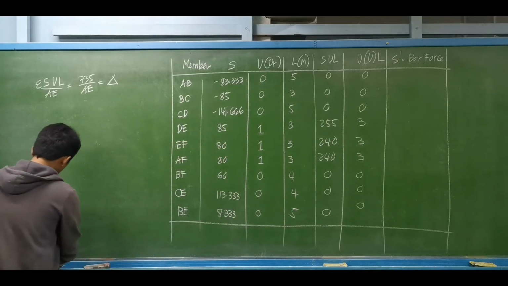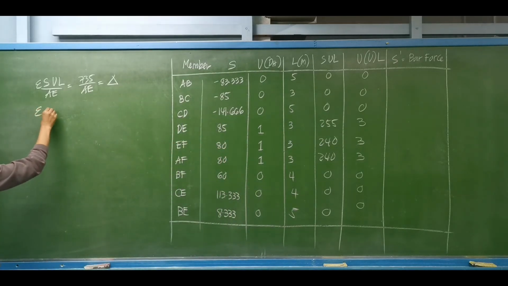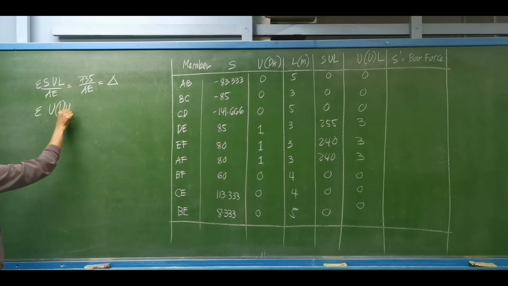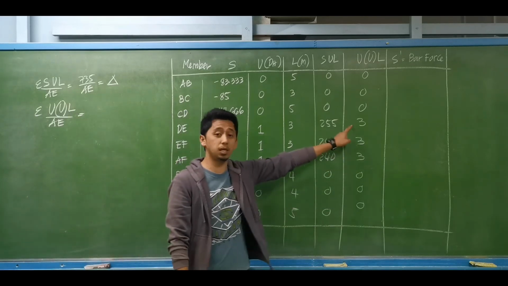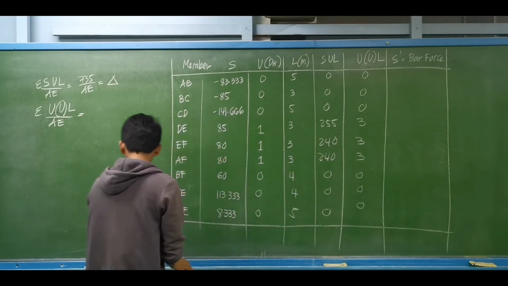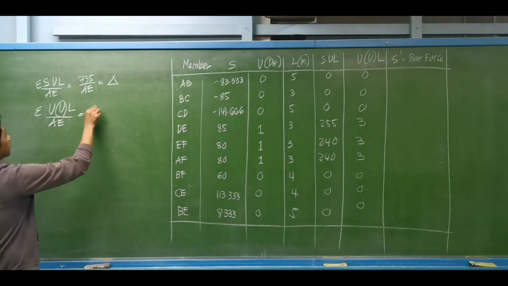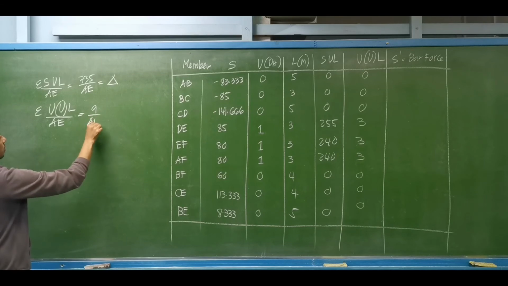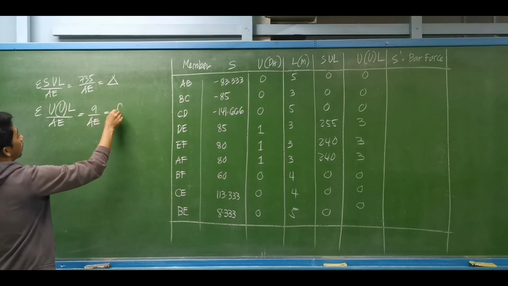So let us determine the summation. This is the summation of the axial force due to unit load multiplied by the axial force due to unit load times the length, divided by AE. And that is equal to, as you can see, 3 plus 3 plus 3. That's equal to 9 divided by AE, and it's equal to our F.